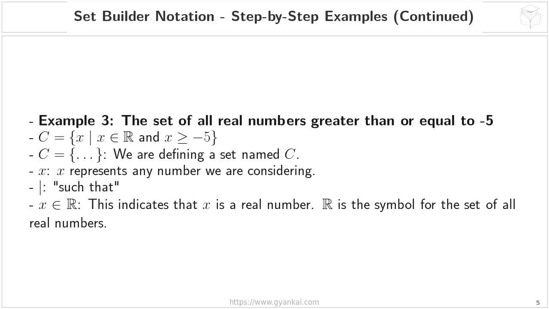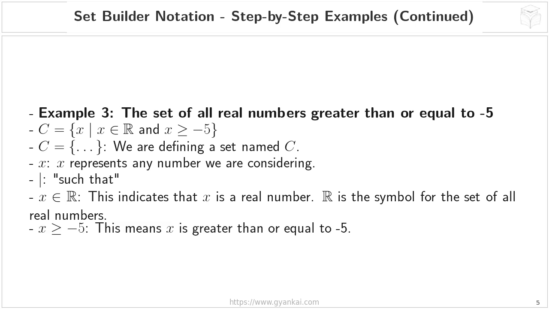That includes all rational and irrational numbers, positive and negative, fractions, decimals, everything on the number line. So this part of the definition is telling us that x must be a real number. It can't be an imaginary number or anything else. Finally, we have x is greater than or equal to -5. This is the lower bound for our set. It means that x must be -5 or any number larger than -5.